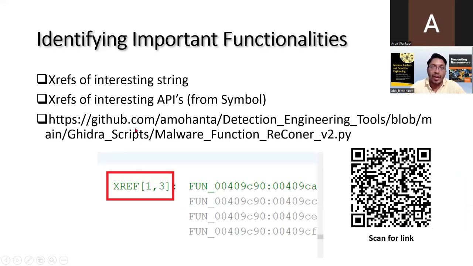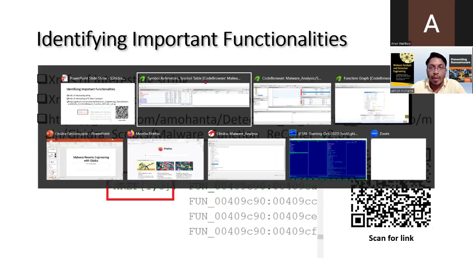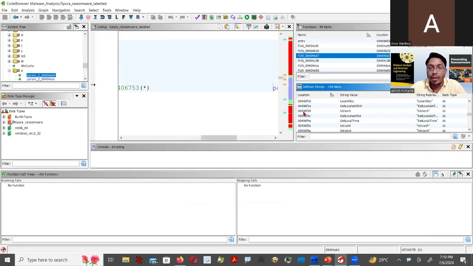Next, coming to identifying important functionalities using strings and XRefs. For this, you should understand what the interesting strings and the interesting API calls are that you see in a binary. You should be aware of malware analysis before you can identify interesting functionalities. For example, the binary I am showing is the Spora binary. Spora is a ransomware.